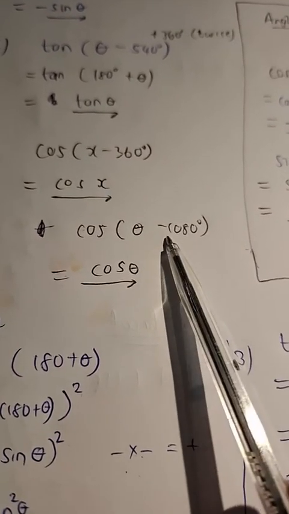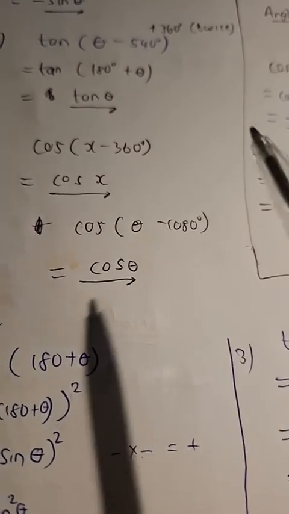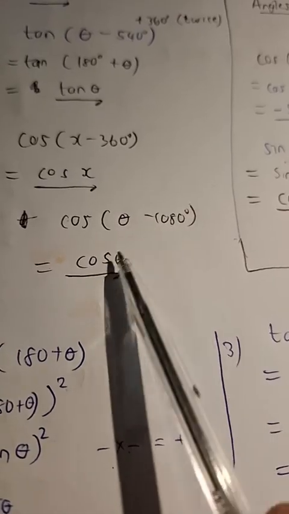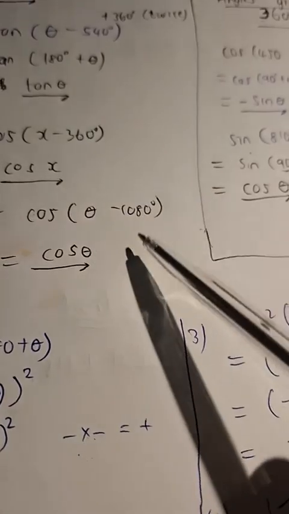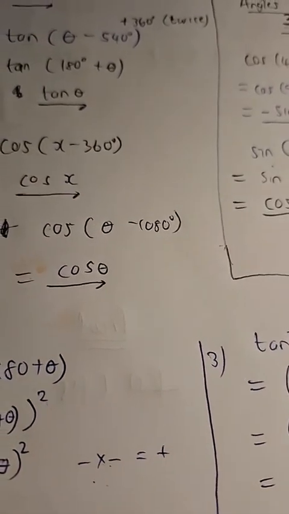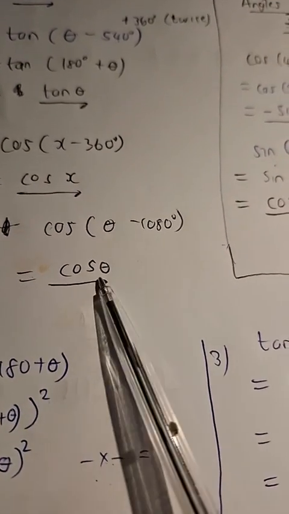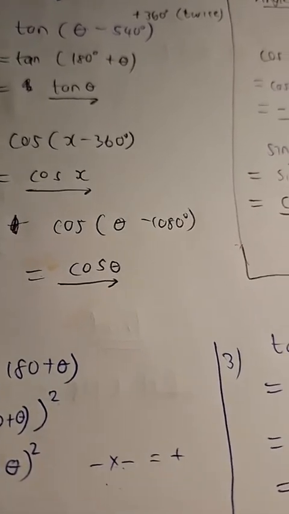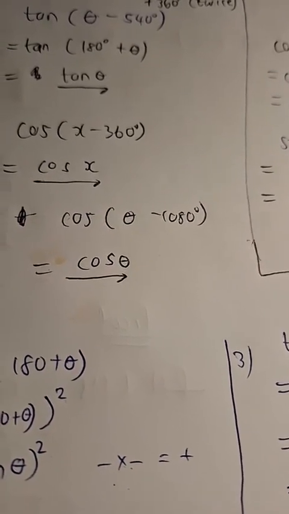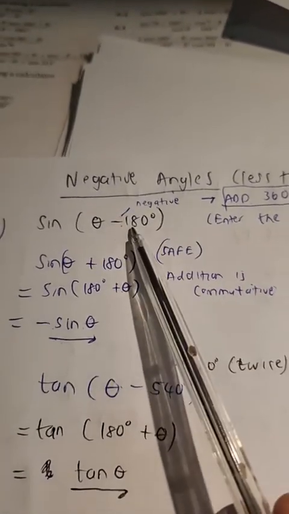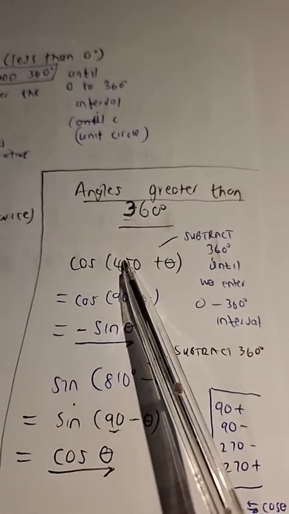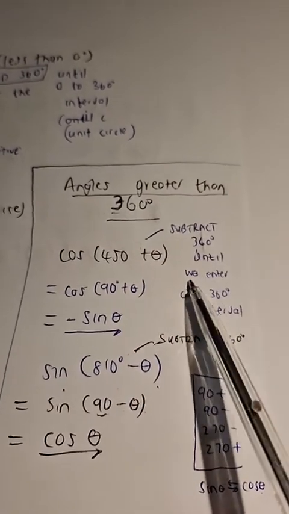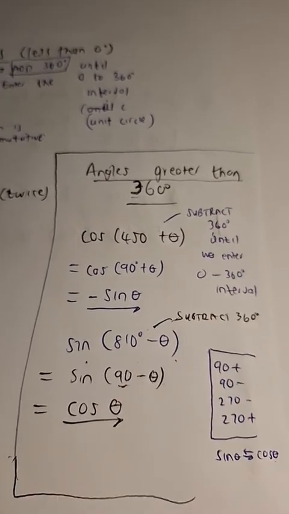Here, you would add 360 three times, because if you add the first time, you don't get into the 0 to 360 interval. You add 360 again, you still don't get to the 0 to 360 interval. You add 360 again, you get 0, and therefore the answer is cos of theta. Okay, all right. So for negative angles, we add 360 however many times. For angles greater than 360, we subtract 360 until we enter into the 0 to 360 interval.